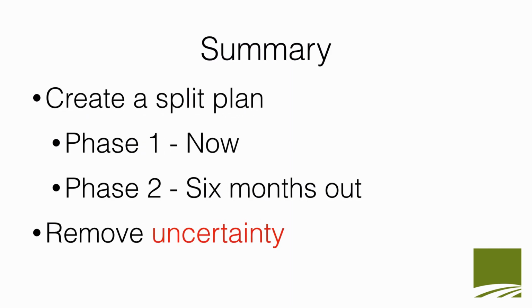So in summary, go create a split project plan and see what that would look like. Phase 1 includes activities that can and should be done now. Phase 2 activities are those that should be done 6 months from the deadline, whatever that deadline may be. You have enough to worry about. Please don't let ICD-10 give you more anxiety than it has to. Let's remove uncertainty from the equation.